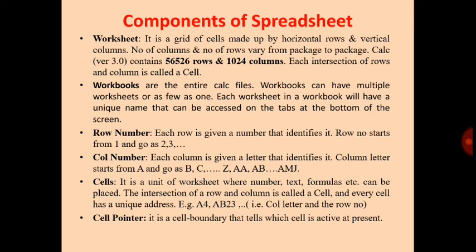A cell, as we know, is the intersection of a row and column, and every cell has its unique address. A cell is referred to by the column letter followed by the row number. For example, A4 and AB23. Cell pointer: it is a cell boundary that tells which cell is active at present.